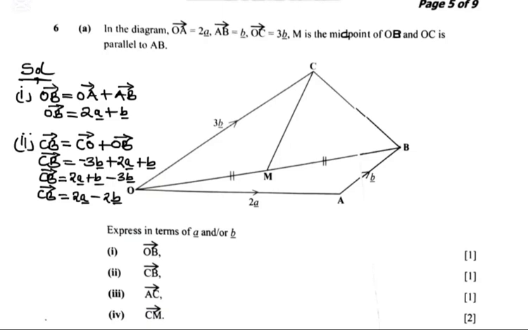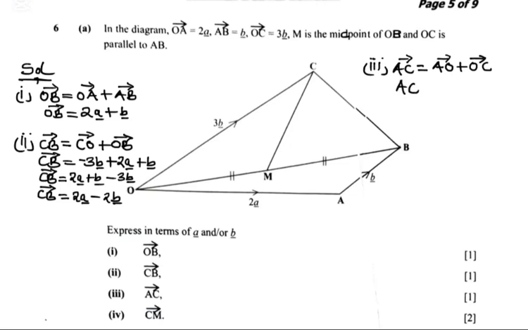Going to Roman numeral 3, to get AC vector, we can take two directions here. We've got an option. We can either move as follows: A, B, B, C, or we can take the vectors A, O, O, C. So in this video, I'll use vector A to O, then plus O to C. So AC vector is equal to AO vector plus OC vector.